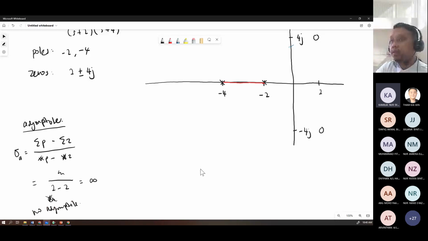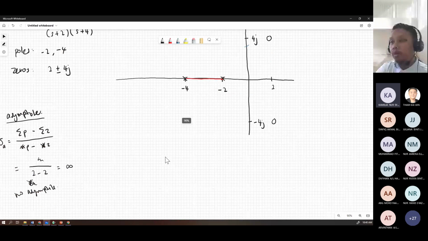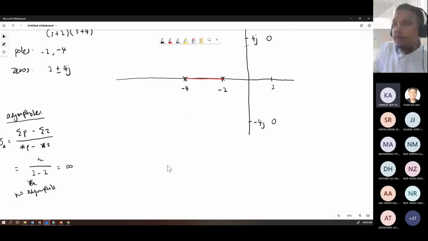Now we move on to calculating the breakaway and break-in points. Here we have a break-in point and breakaway points, because the root locus will break away from the real axis.